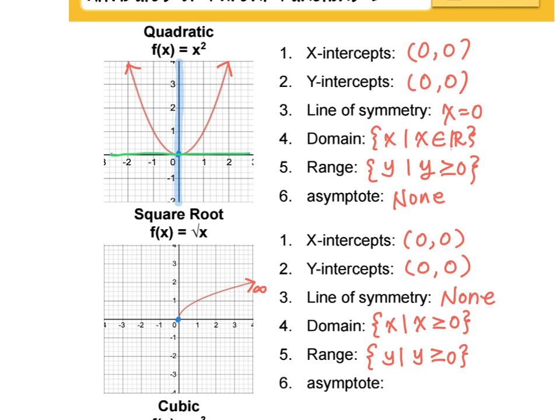What about the asymptote? Not yet, guys. We're going to meet asymptote soon.